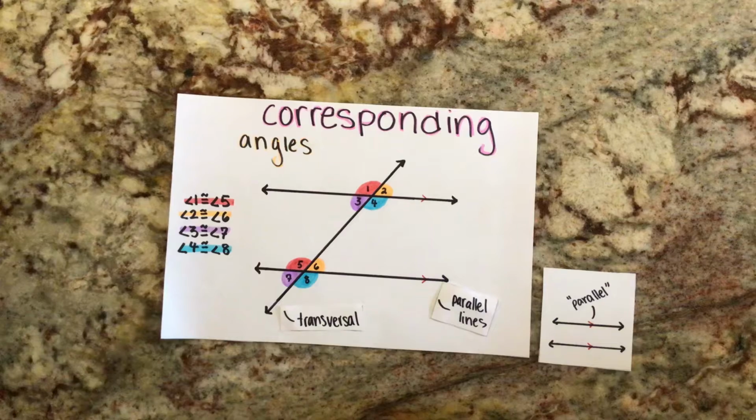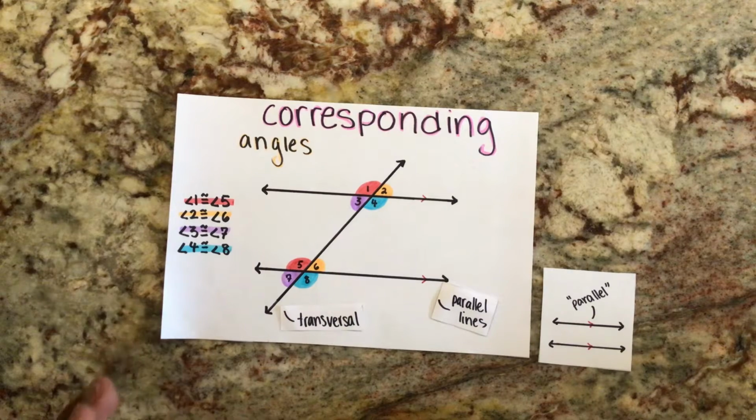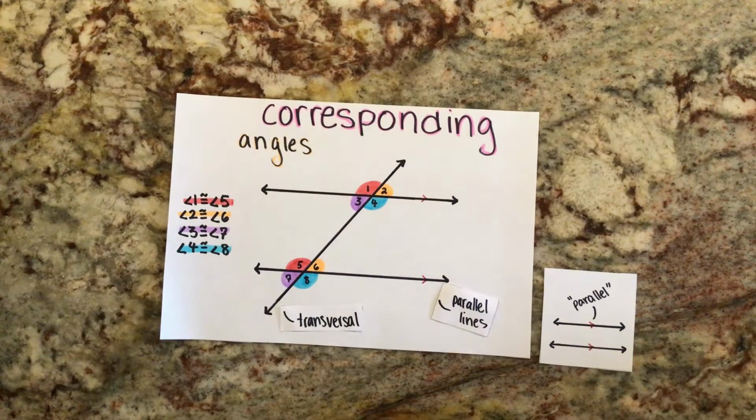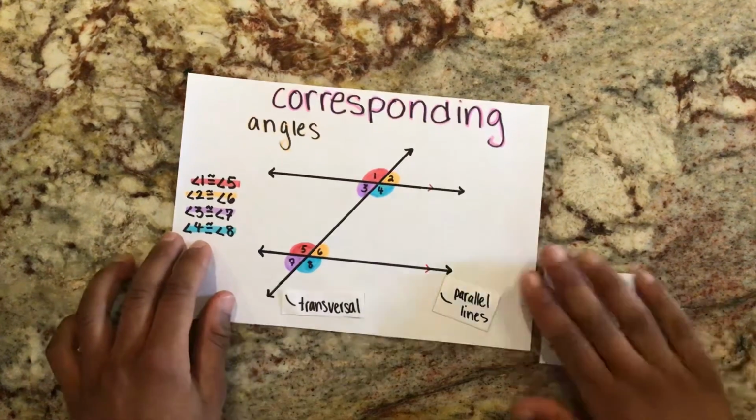You can see the pairs of angles that are congruent are angle 1 and angle 5, angle 2 and angle 6, angle 3 and angle 7, and angle 4 and angle 8. If you remember from the basic geometry video, we learned that congruent also meant equal. So all of those pairs are equal. And this is the sign for congruent, if you wanted to know.